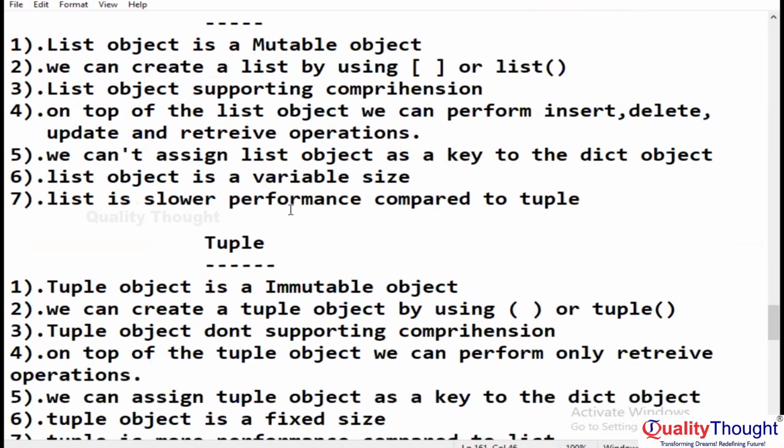Okay, what are the common points between list and tuple? List is a sequence, tuple is a sequence. List allows duplicates, tuple allows duplicate elements. List supports indexing and slicing, tuple also supports indexing and slicing. List is a reversible object and tuple is a reversible object. But these are the differences.